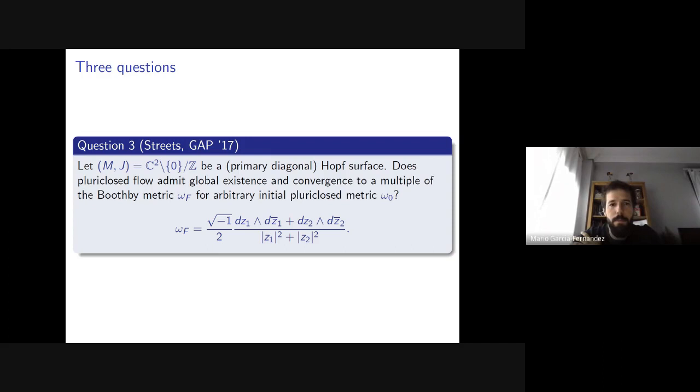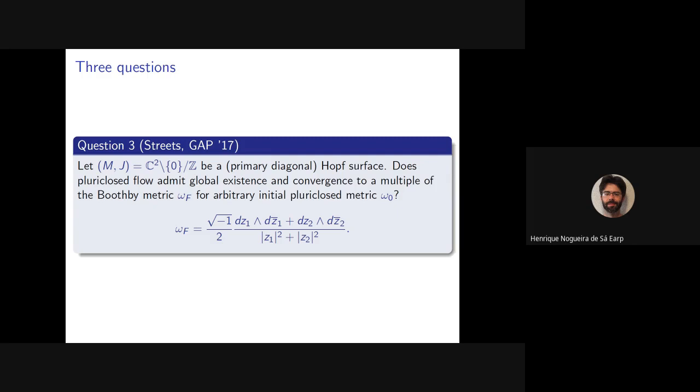Well, why should it be a multiple? Why would you expect it to be a multiple? Because.